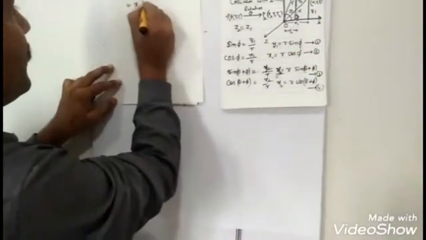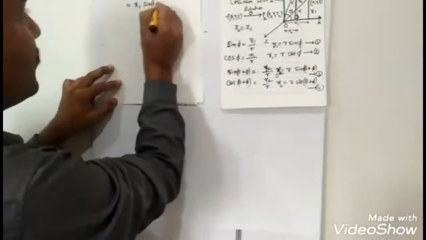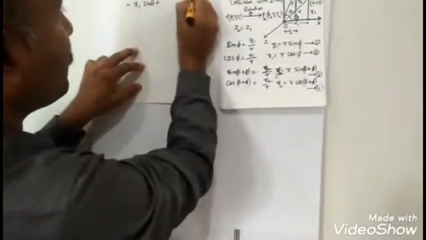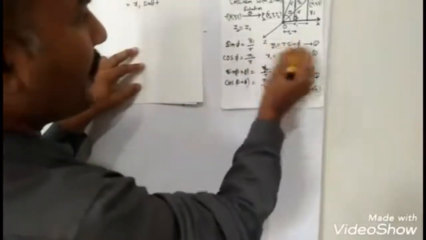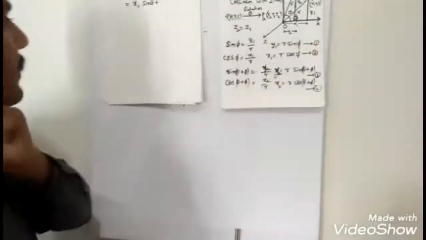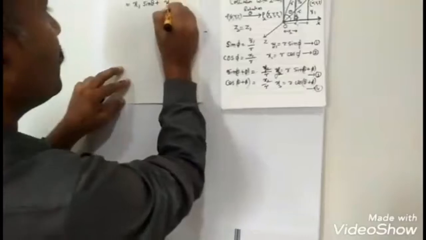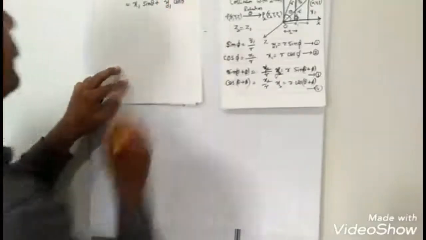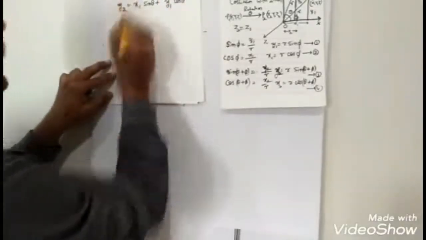So that is equal to x1 sin theta plus r sin pi. The r sin pi value comes from equation number 1. R sin pi value is y1. So this is equal to y1 cos theta. So this is the value of y2.